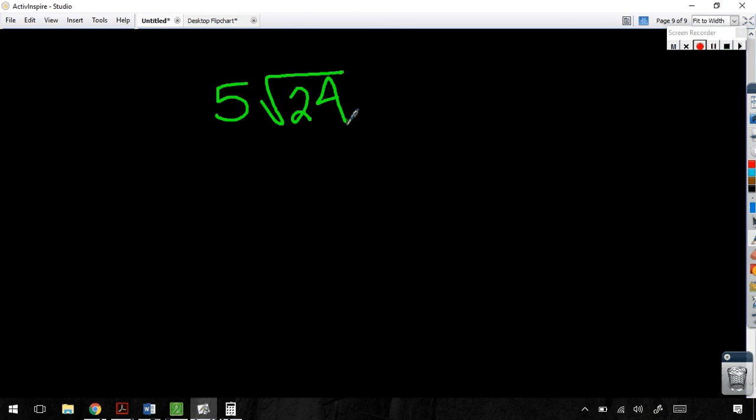What if I had something that looks like this? It's already got a number on the outside, but it's not under the radical. Oh, I remember this. You multiply 5 by itself. Close. This is out here. Do you agree?